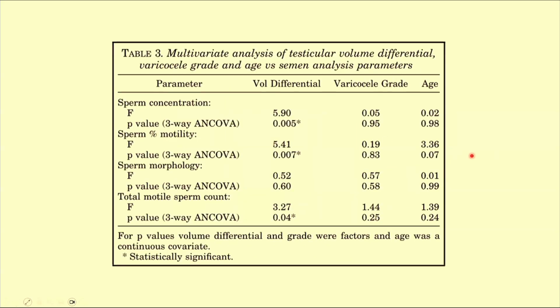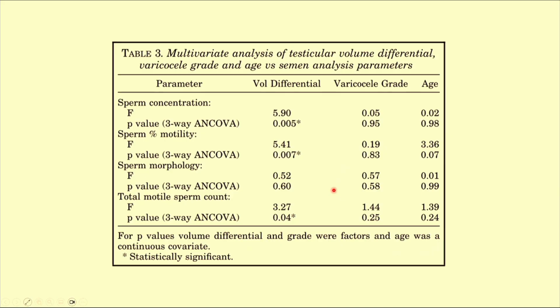Lastly, in the same study, he did a multivariate analysis just to assess or test each parameter independently from each other. So basically, what he found is that the volume difference actually showed a statistically significant difference in the semen parameters, regardless of the varicocele grade.